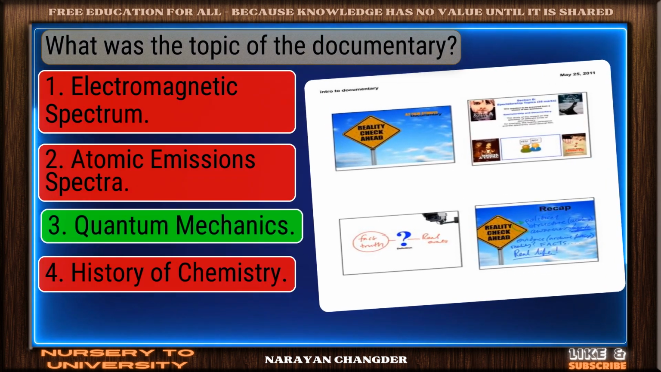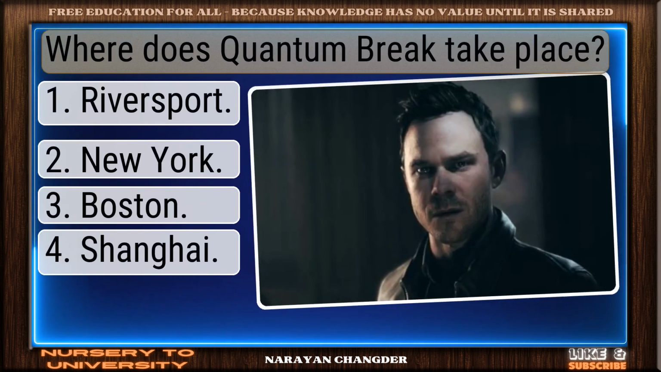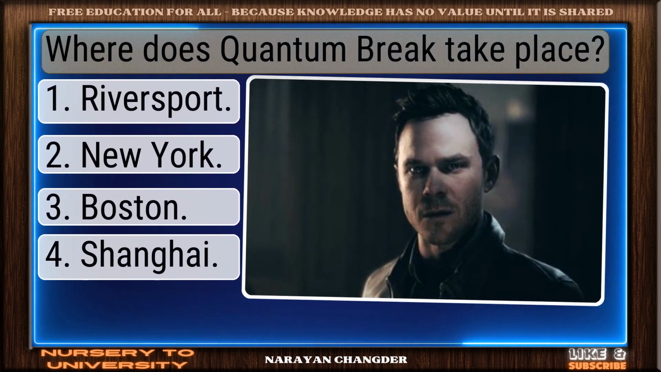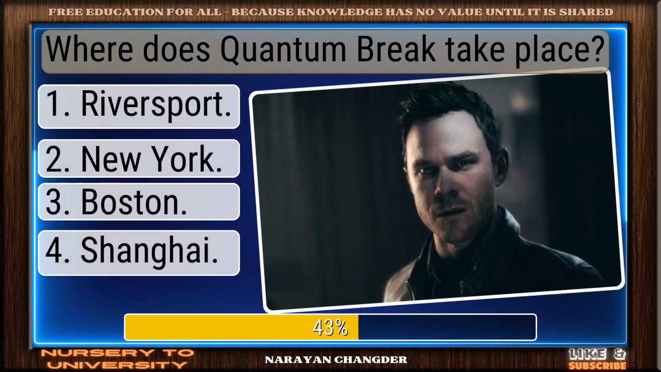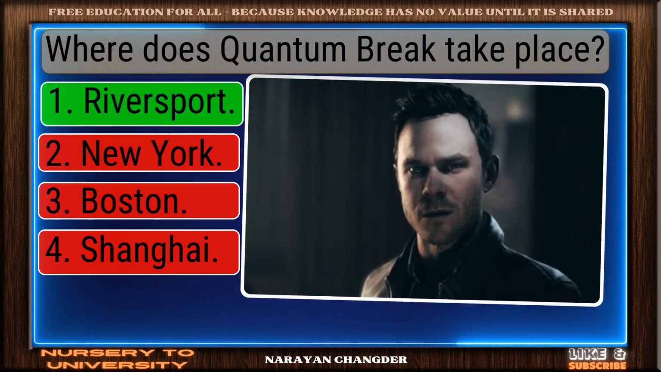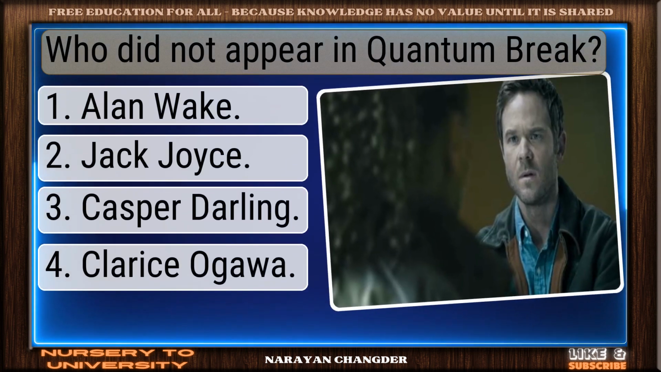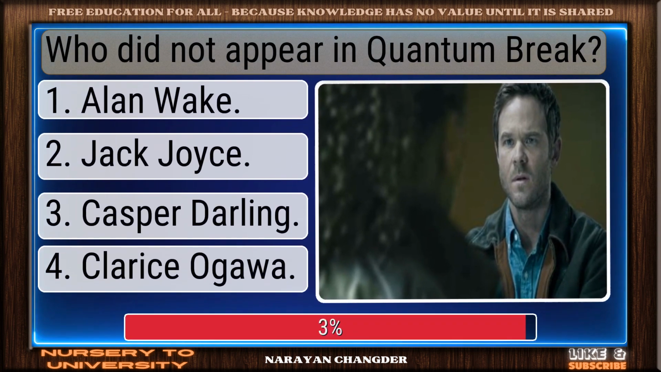You got it. Your choice, quantum mechanics, is right. Question number 60. Where does Quantum Break take place? Valid point. River Port is true. Question number 61. Who did not appear in Quantum Break?